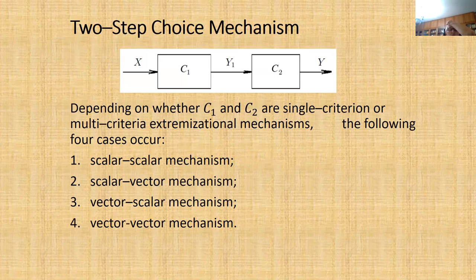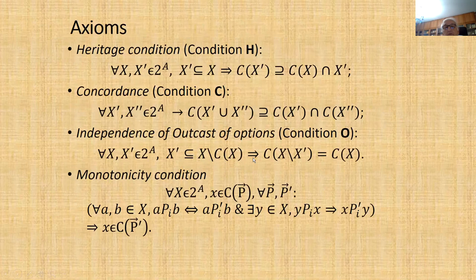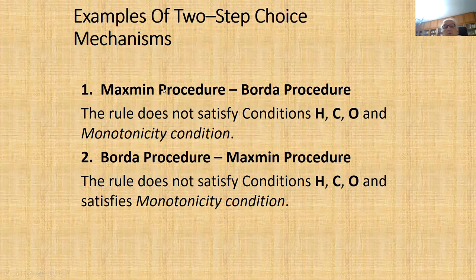But we can consider only a two-step mechanism. We have this x, we put it into the first choice function, and get an output, the choice. This choice is given to the second choice function. This is the final choice, and we can consider different types of mechanisms. For instance, if in the first step we use the Maximin procedure, and at the next step we use the Borda procedure, the result does not satisfy these good conditions. But if we use them in a different way, we satisfy monotonicity, but not these classic conditions.